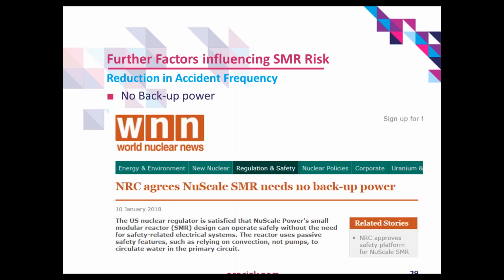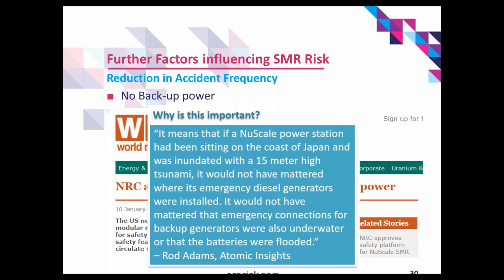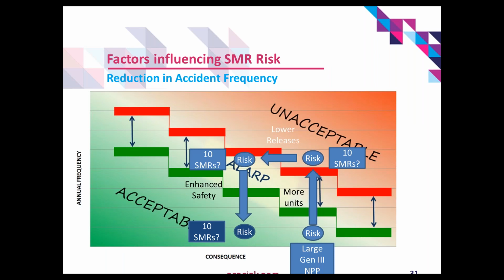So that's good news for NuScale, because the NRC agrees that the NuScale SMR needs no backup power. This is very important. What it means is that if a NuScale power station had been sitting on the coast of Japan and was inundated with a 15-meter high tsunami, it would not have mattered where its emergency diesel generators were installed. It would not have mattered that emergency connections for backup generators were also underwater, or that the batteries were flooded. So basically what it's saying is that the Fukushima tsunami would not have mattered about the diesels, but other things are important too. So maybe we are in the unacceptable region after all.